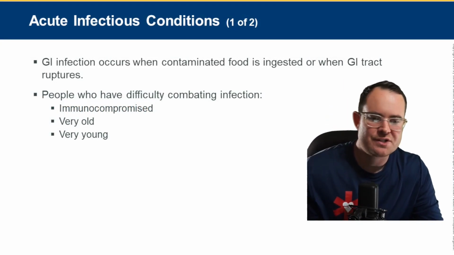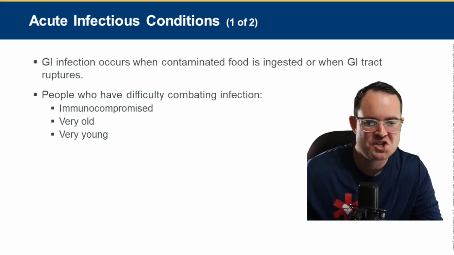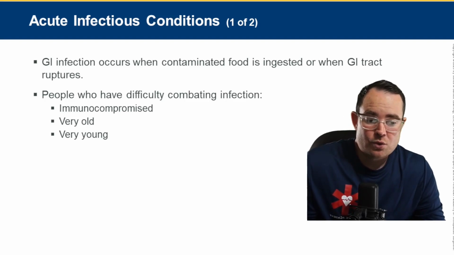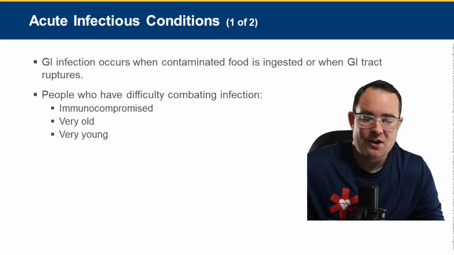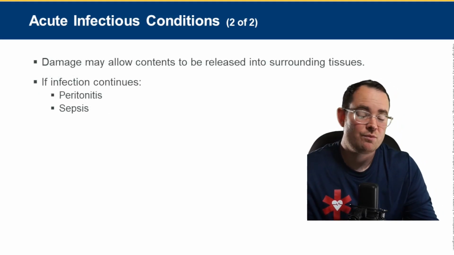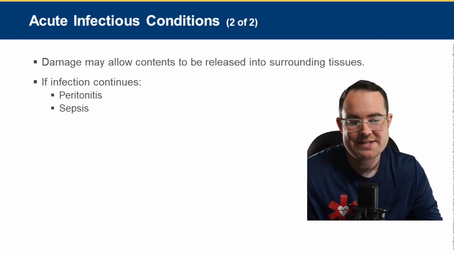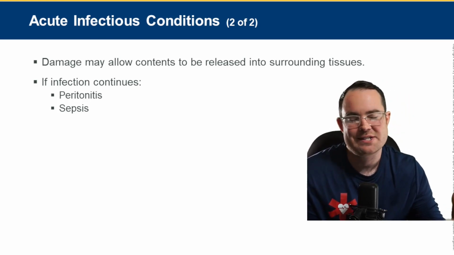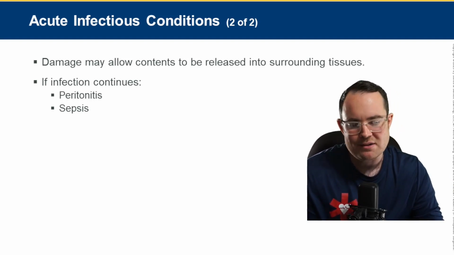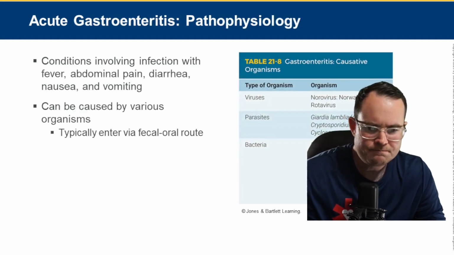Right, acute infectious conditions. GI infection occurs when contaminated food is ingested or the GI tract ruptures. Whew, that does not sound fun at all. GI tract rupturing or an infection. Damage may allow contents to be released into the surrounding tissues, and we already discussed what this can cause. Peritonitis, absolutely, rebound tenderness, sepsis, and possibly even death.